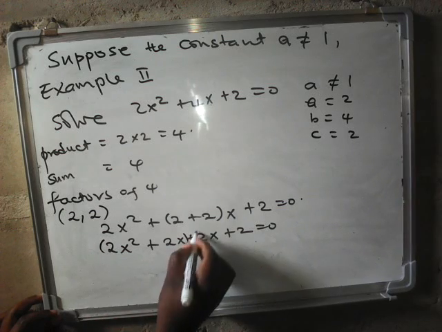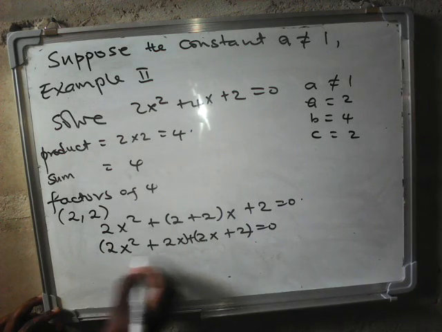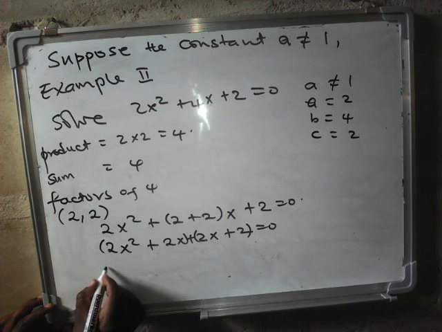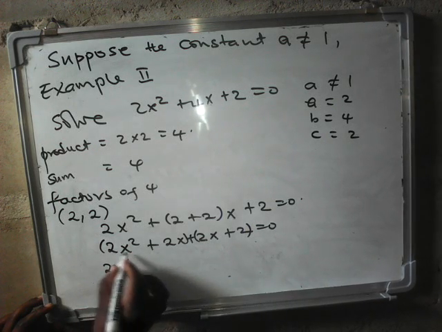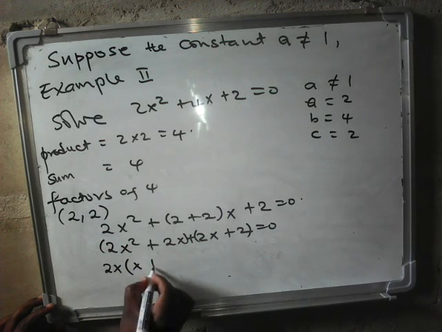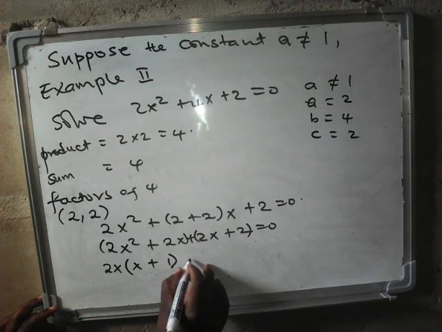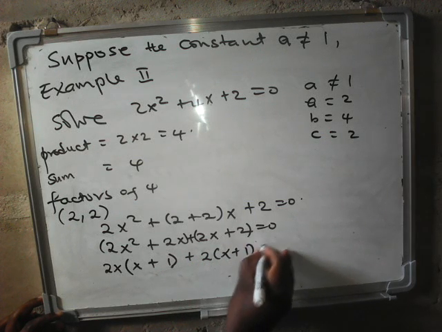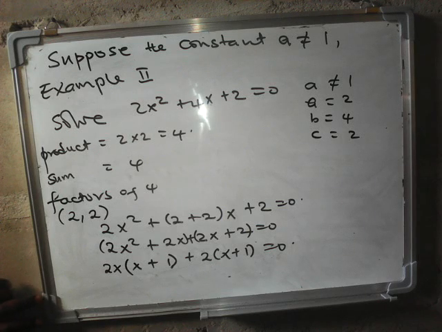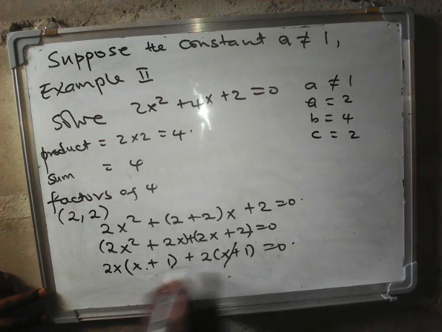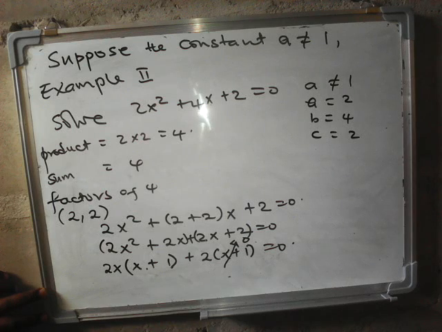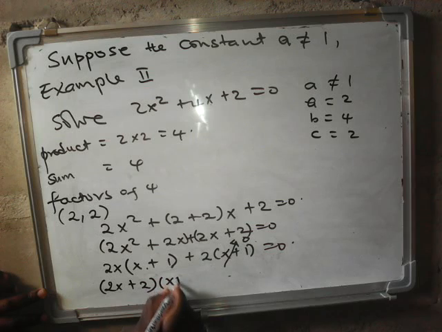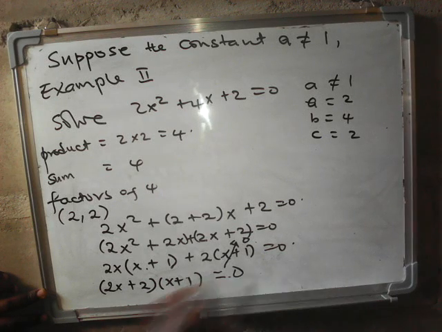So you group them in pairs. From here you realize that we have common terms: from the first pair we factorize 2x, remaining with x plus 1, and from the second pair we factorize a 2, remaining with x plus 1, equal to 0. So you obtain 2x plus 2 times x plus 1, which is equal to 0.